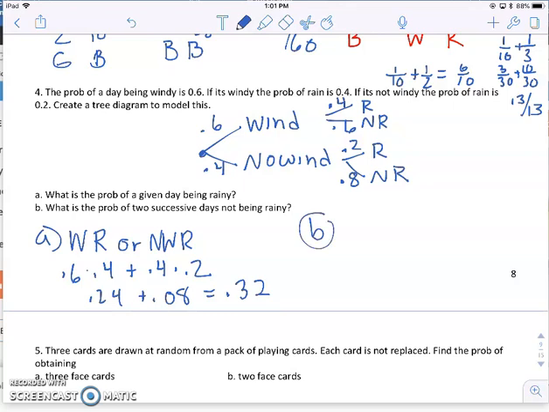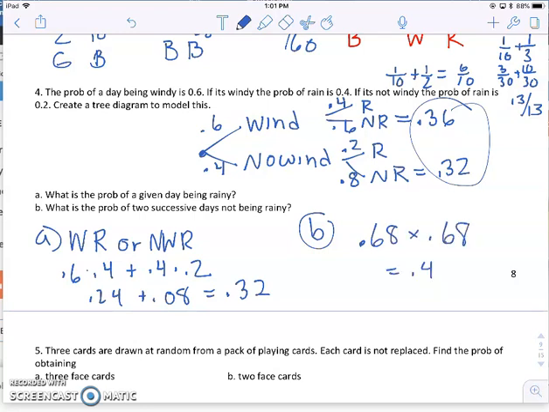Letter B, what is the probability of 2 successive days not being rainy? So let's see, what is our not rainy? That would be wind and no rain, so that line is 0.36. No wind and no rain, so that is 0.32. So for it not to be rainy, if we add those together, we have 0.68. So 2 days in a row would be 0.68 times 0.68, 0.4629.